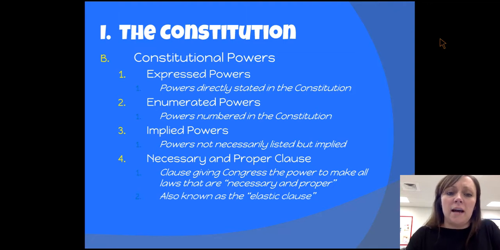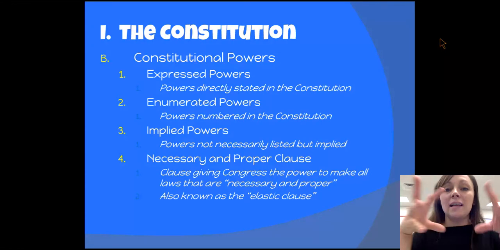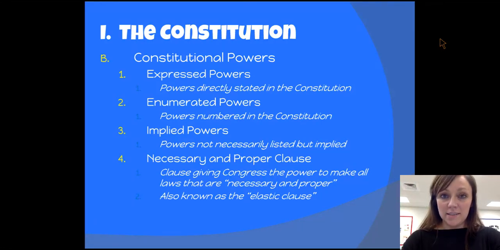And because of that, the necessary and proper clause is often known as the elastic clause, because the elastic clause stretches the power of Congress. Okay? So with that, I will stop. If you have any questions, ask in class.